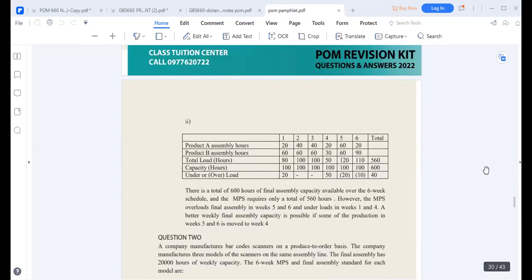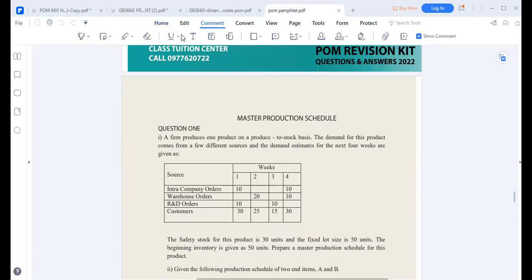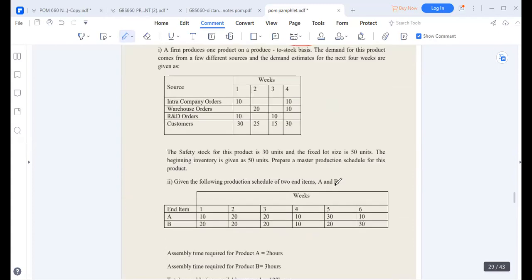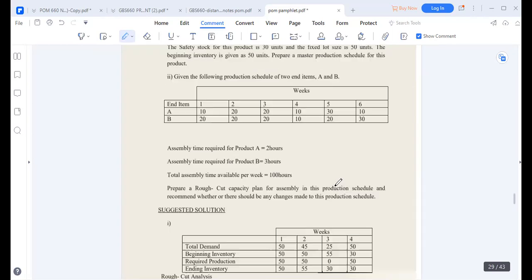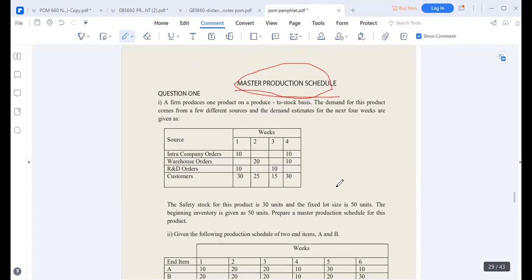Okay, so it is here, actually. We have it here on the master production schedule. It is given here in the pamphlet, and these are questions we can do. All right. But before actually looking at the questions, we really need to first of all understand the composition, the basics of this master schedule, what constitutes the schedule, what is involved in the schedule, and all that.